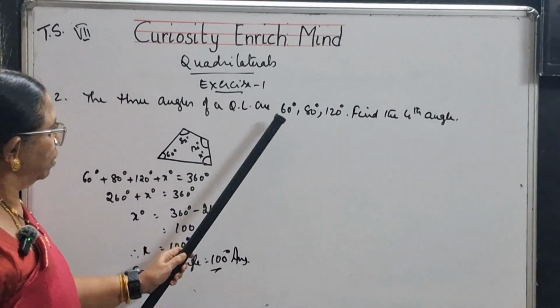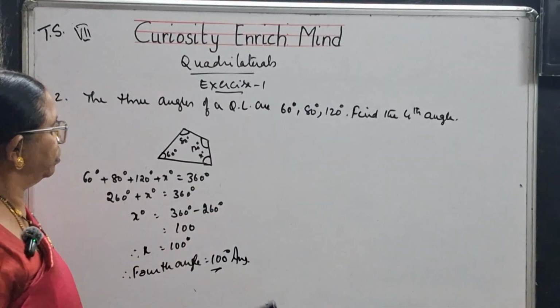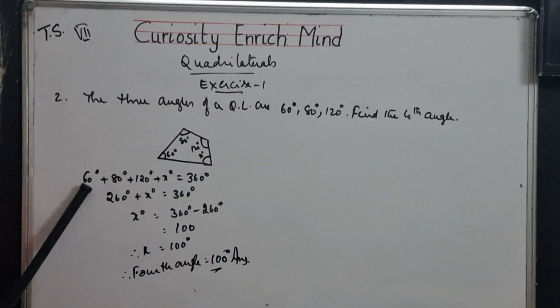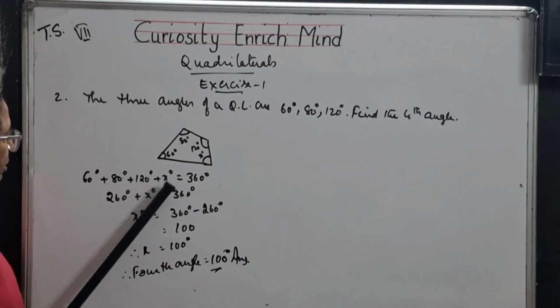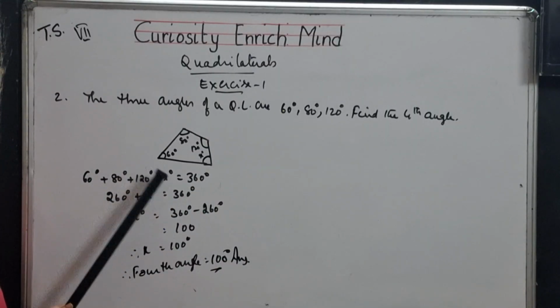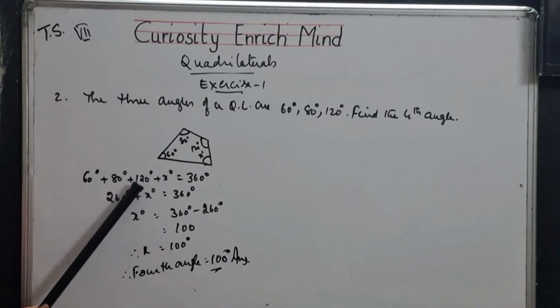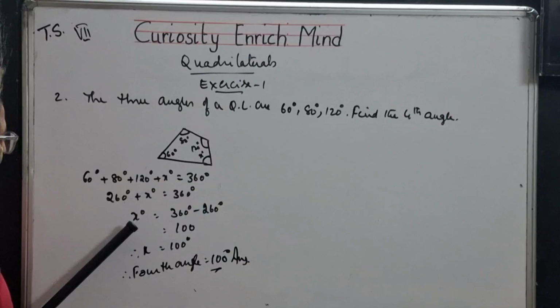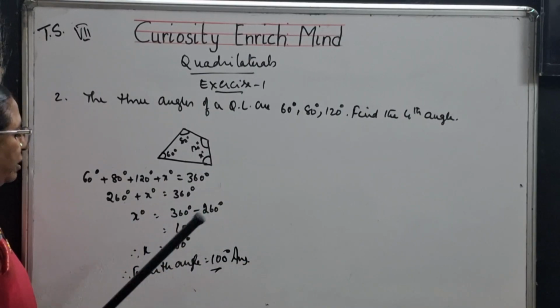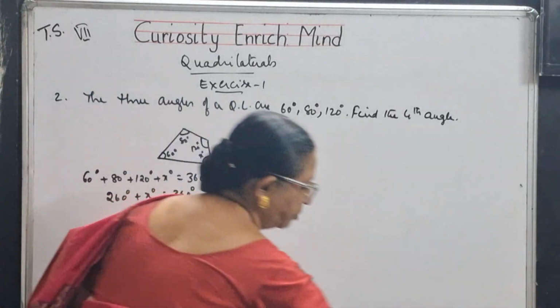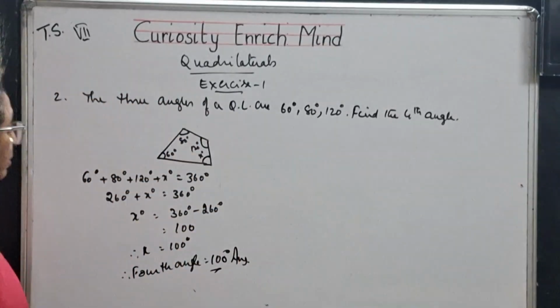So out of four angles, three angles they have given. For the fourth angle, the sum of four angles is 360. So 60, 80, 120 plus x. 60 plus 80 plus 120 plus x is 360. If you add 120, 80, 200, 260 plus x is 360. X is equal to 360 minus 260, that is 100. So the fourth angle is equal to 100 degrees. Please note it down, children.